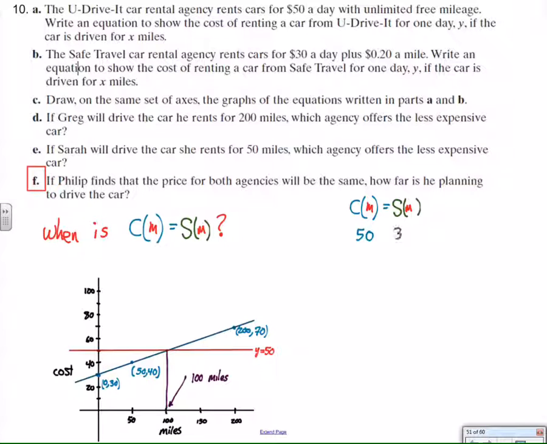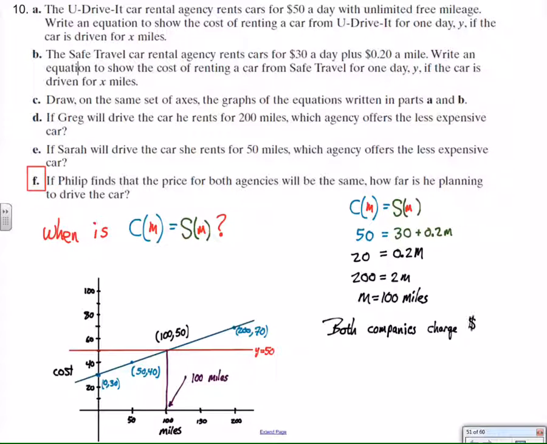So then I do the algebra. Remember, this is an algebra class. We want to learn how to do algebra. So I set the two costs equal and solve for M. And it's 100 miles, just like my graph said. And both companies will charge the $50 for a 100-mile rental. So there's that.